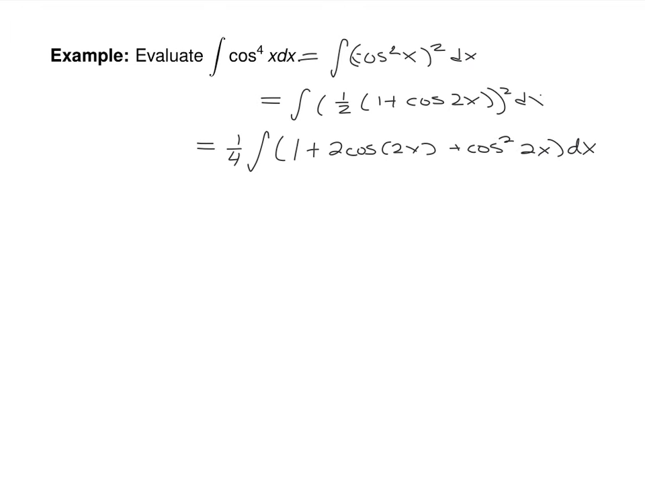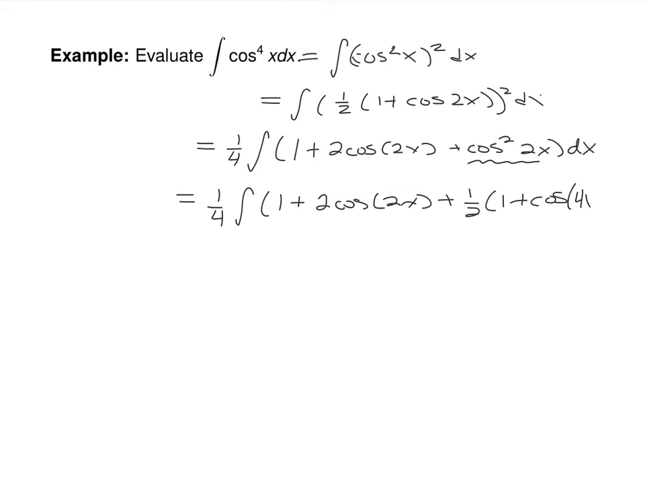And recall that you have to apply that identity again to the cosine squared of 2x. Remember that the angle doubles, so when you use this identity, the angle goes from 2x to 4x. So we have a quarter, integral 1 plus 2 cosine of 2x plus 1/2 times the quantity 1 plus cosine, and the angle doubles to 4x. Close parenthesis, close parenthesis, close parenthesis, dx. A lot of parentheses there.